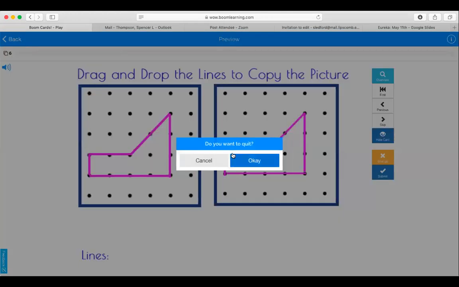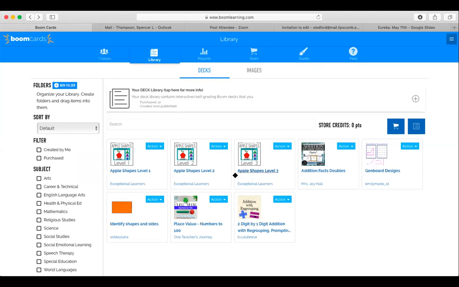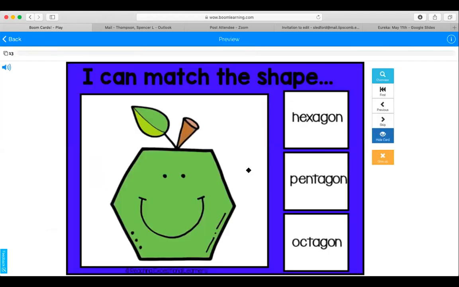Okay, let's try another activity. This one is fun. All right, count the sides and angles with me. 1, 2, 3, 4, 5, 6. Does anyone remember what a 6-sided shape is called? The choices are hexagon, pentagon, and octagon. If you said hexagon, you would be right.